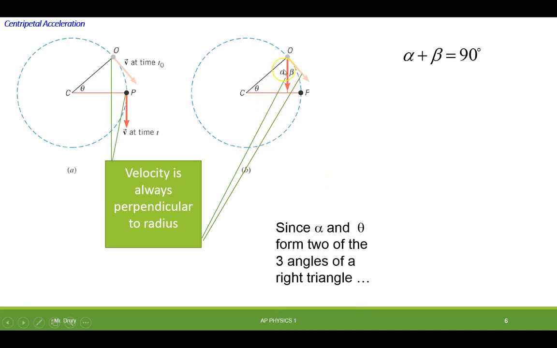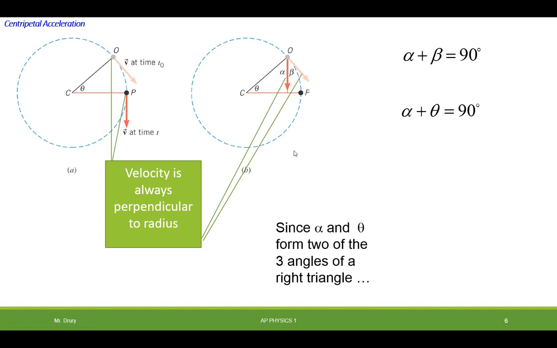And since alpha, theta, and this angle right here must form a triangle, here's a triangle, then alpha plus theta plus this angle must be equal to 180 degrees. And since this angle here is 90, then alpha and theta must equal 90 as well.